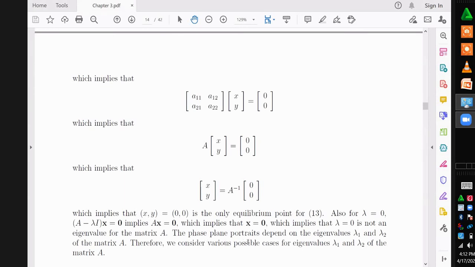The phase portrait depends on the eigenvalues lambda 1 and lambda 2 of the matrix A. Therefore, we consider various possible cases for eigenvalues lambda 1 and lambda 2 of the matrix A.